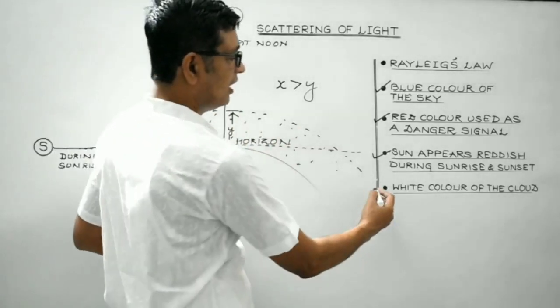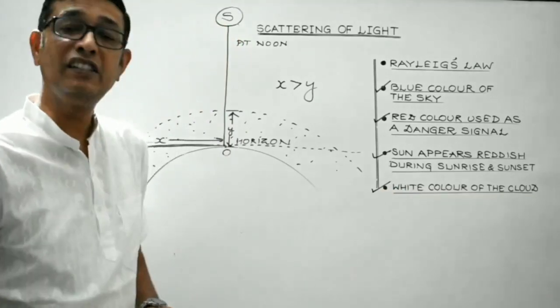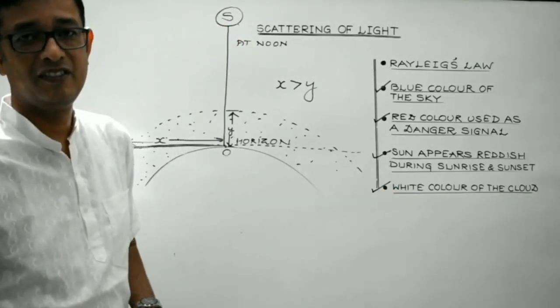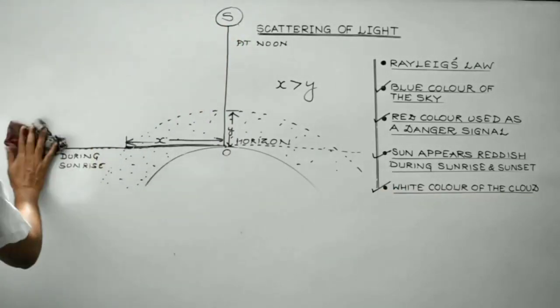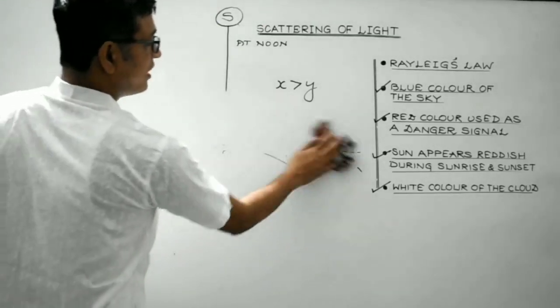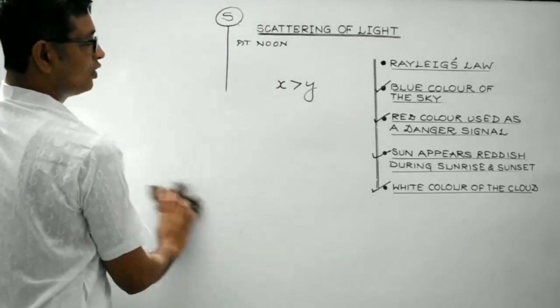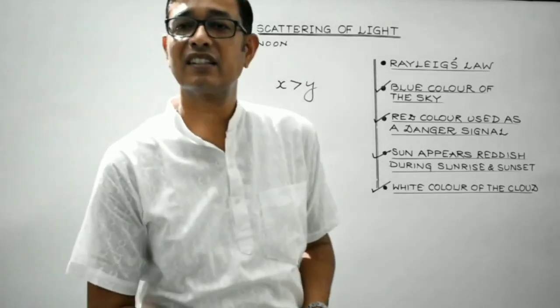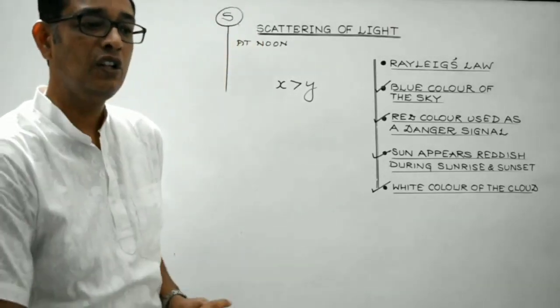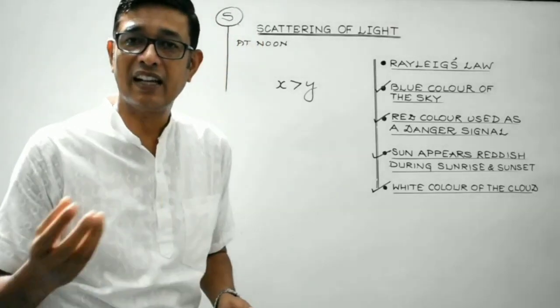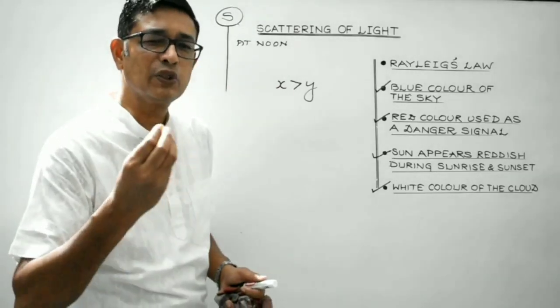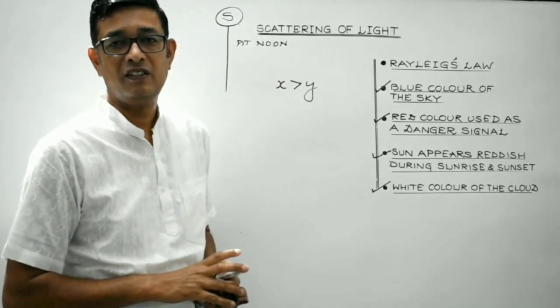Okay, last one: white color of the cloud. Now students, here I must mention, as I've already mentioned earlier, that light gets scattered obeying Rayleigh's law only if the light gets scattered through extremely small molecules, right?